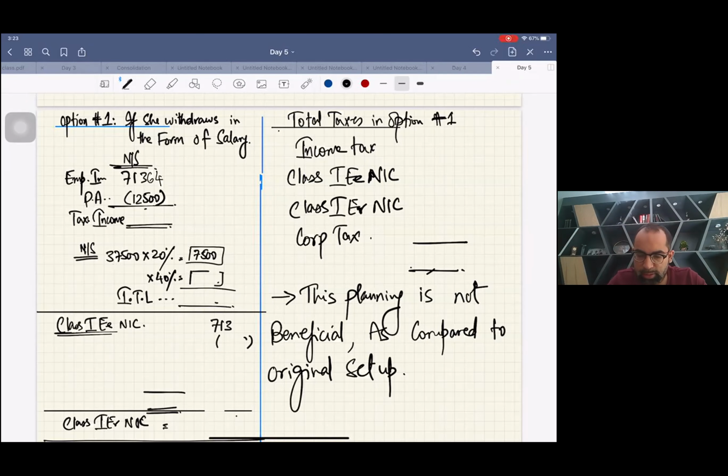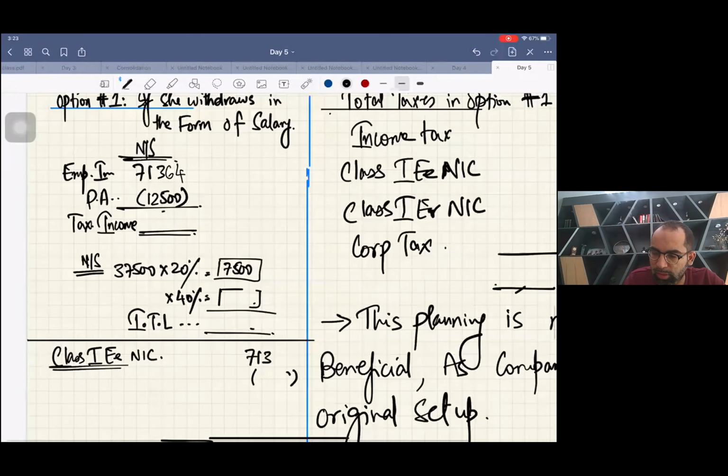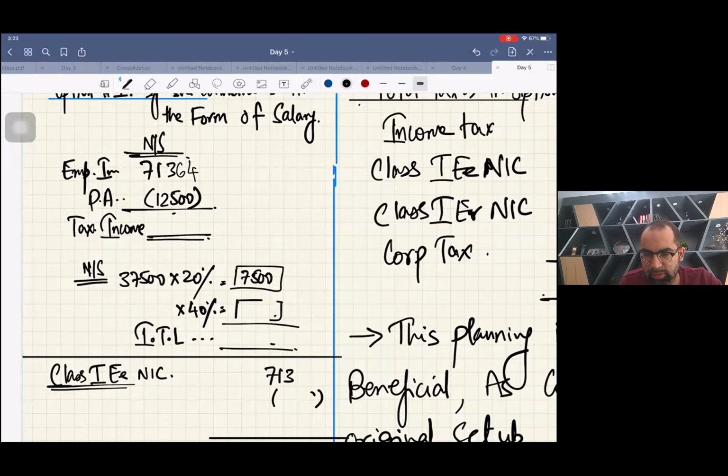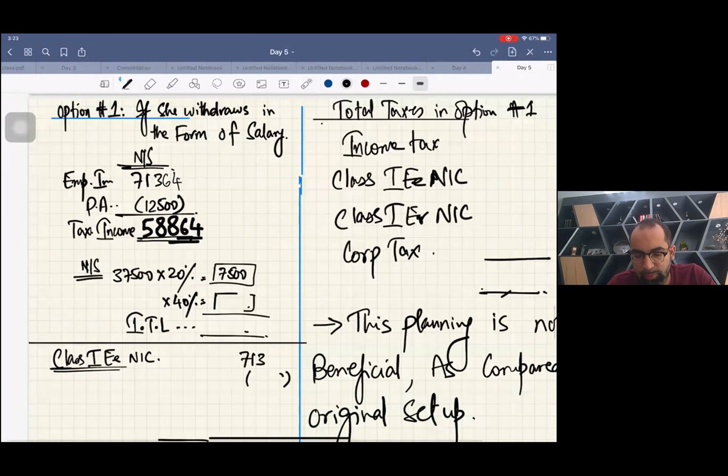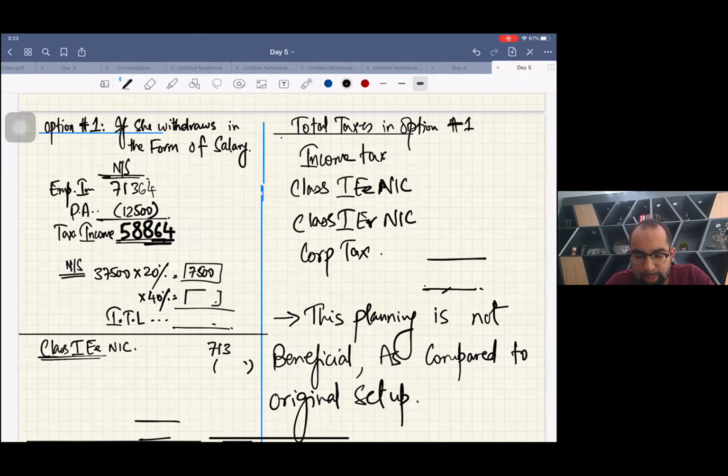Okay, now see this. 71364 less 12,500. How much is this? Please tell me. 58864. Thank you. Now you need to calculate income tax on 58864.